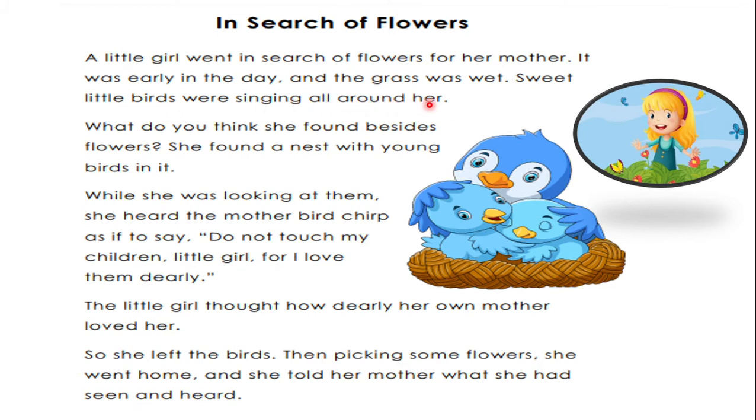So while I'm reading, I should understand what the passage is about. If I didn't understand, I'll read it again. So here it tells about a little girl who went to look for flowers. And it was early in the day and the grass was wet. And the birds were singing around her.